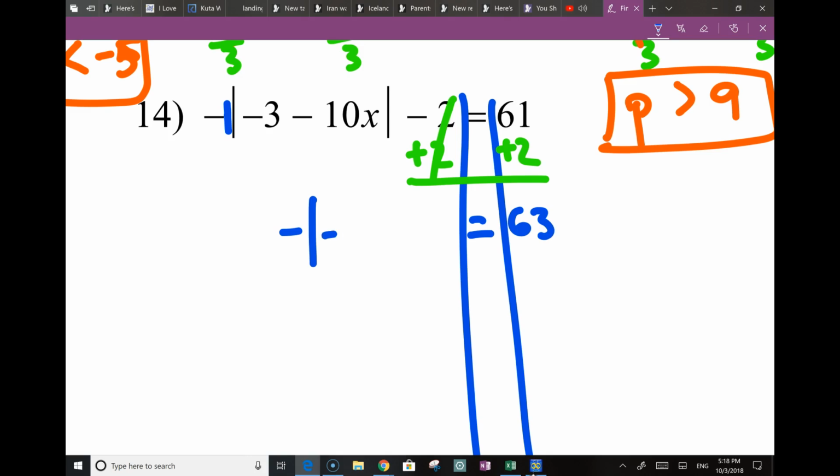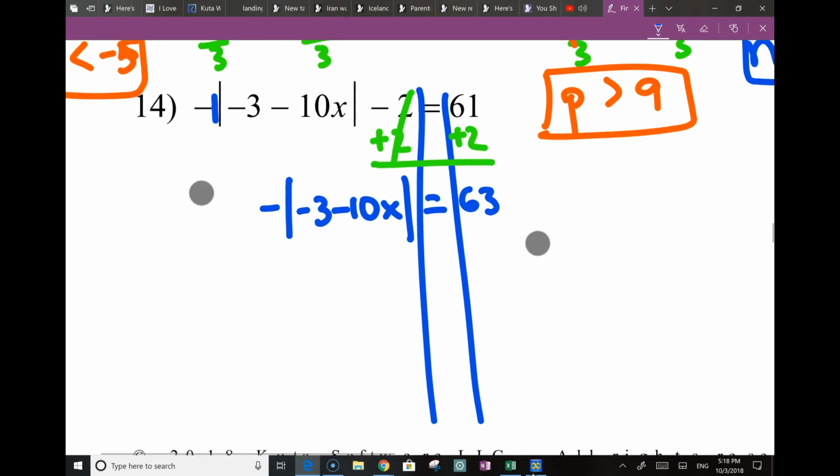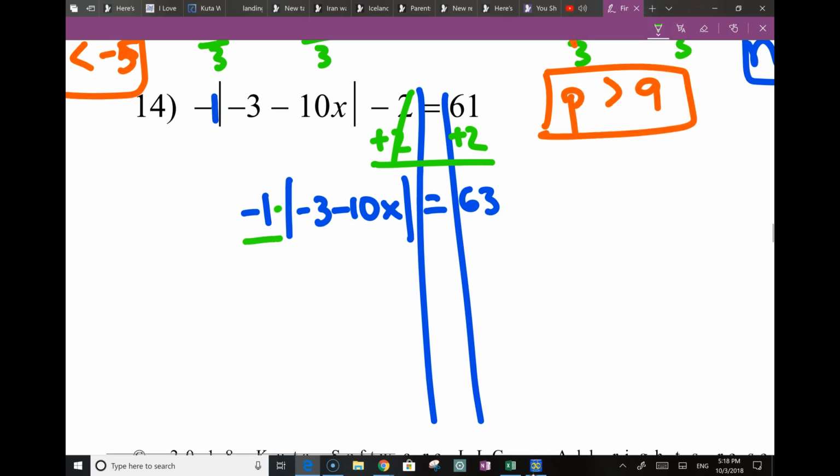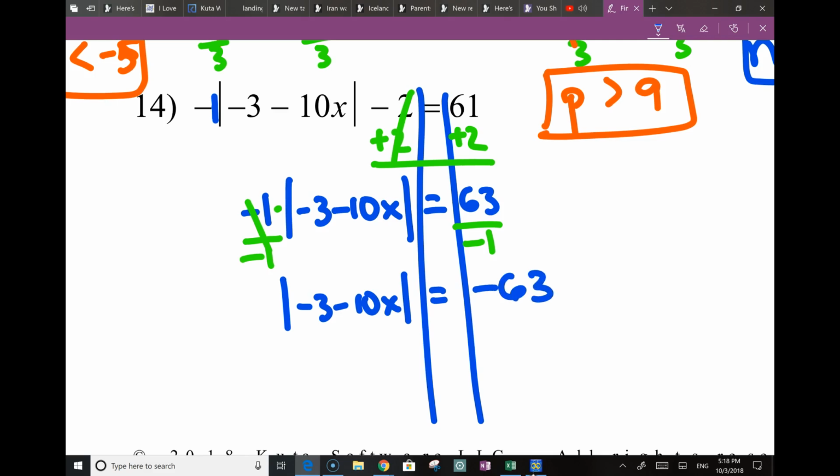On the left side, I bring everything down. So negative, absolute value, -3 minus 10x, absolute value. And this negative, I should put the -1 there. This -1 that you see is multiplying, as I've already said. So to get rid of that, you have to divide, since that's the opposite of multiplying. So the -1s disappear. I'm left with the absolute value of -3 minus 10x is equal to, and on the right side, I get -63.